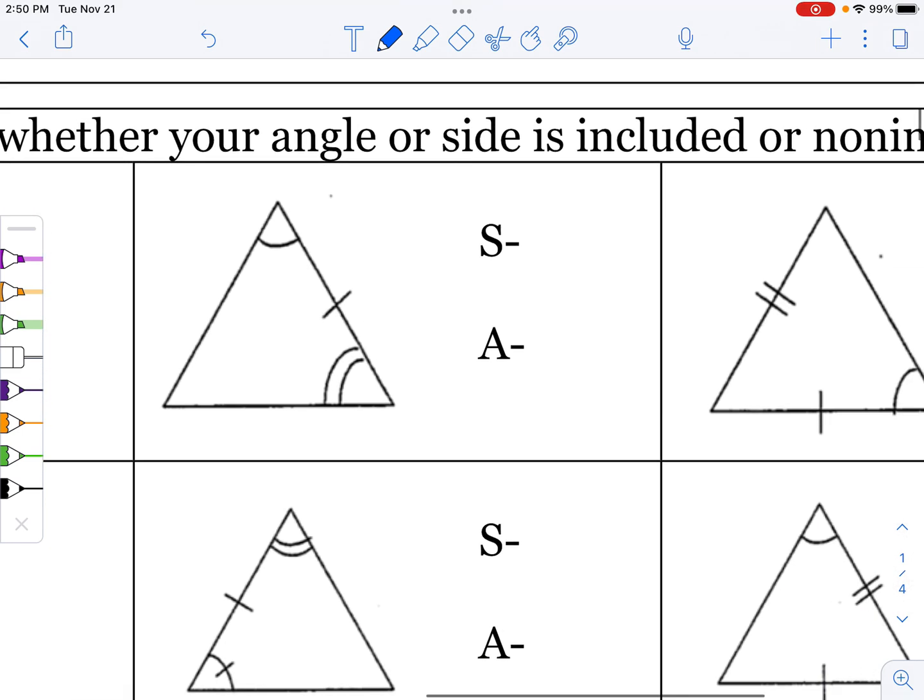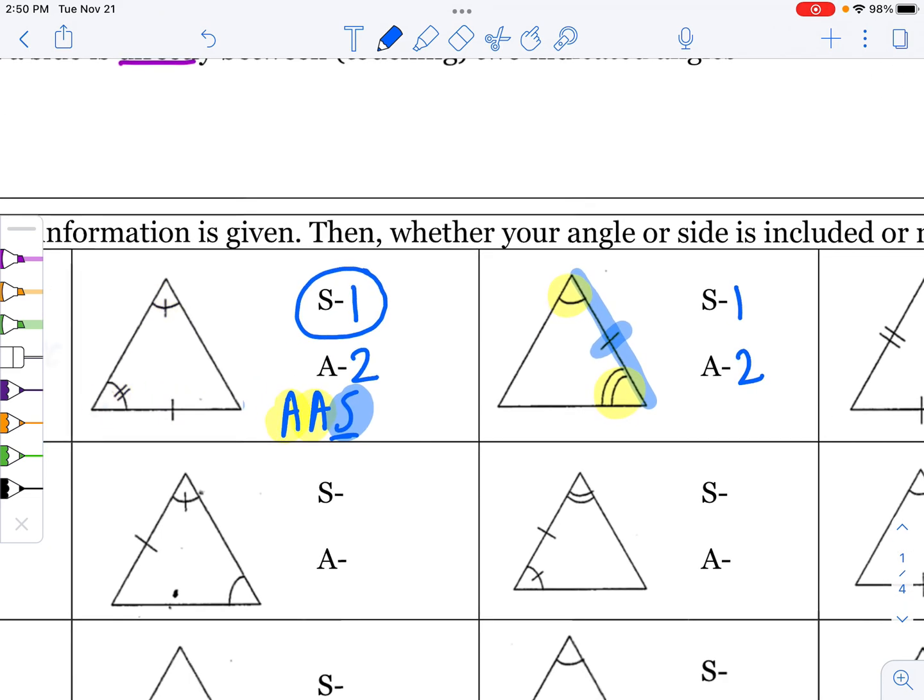All right. You'll get faster and faster at this as we go, but we're going to keep highlighting. We're going to keep color coding. This is very good practice and will help you later for the rest of the unit. I have one side marked or indicated in this picture. Then I have two angles again. So very similar to the problem we just did. So I'm going to circle again.